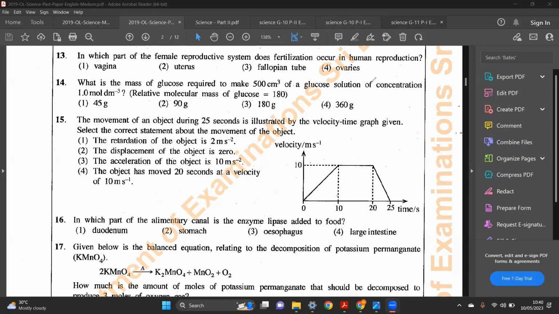Okay. What's the question? If they ask how many molecules, should we mention the unit? You just need to say, so if they ask how many molecules, let's say you have 6.022 into 10 to the power 23, you write 6.022 into 10 to the power 23 molecules. That's it.